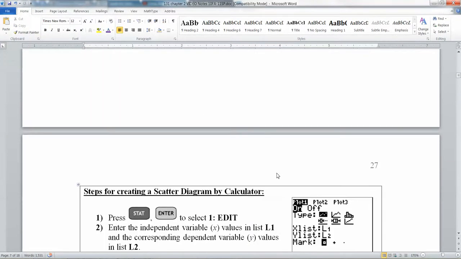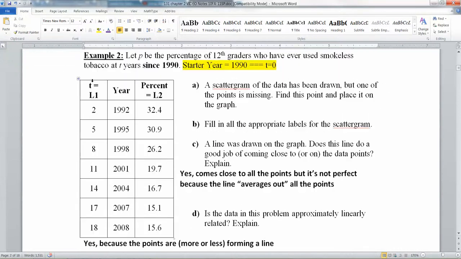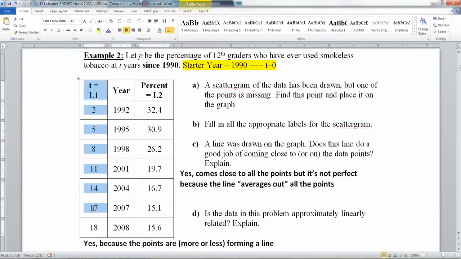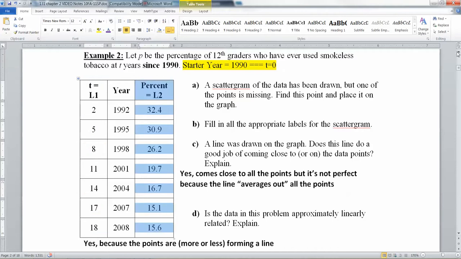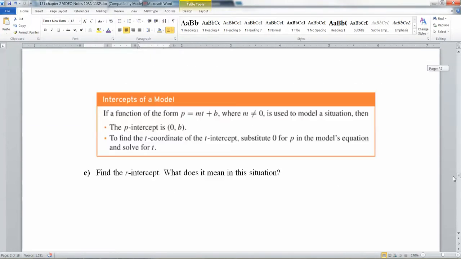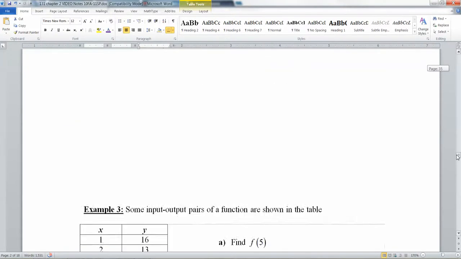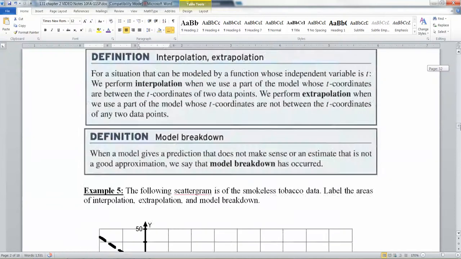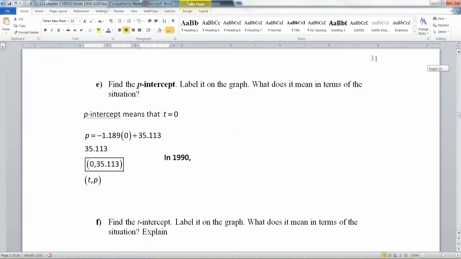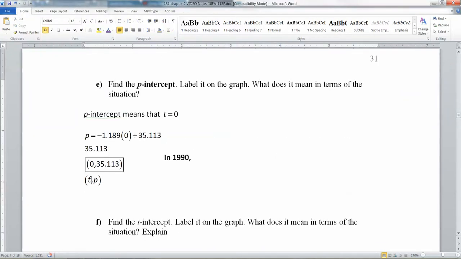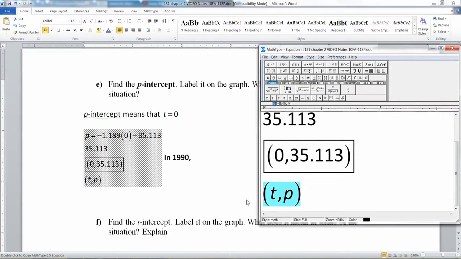It's way back here at the start. Okay, this is your x and this is your y. Okay, your t and your p. So when I write the point 0 comma 35, then I'm telling you that the t value is 0, which means I must be talking about year 0, which would be 1990, right? And it pays to somewhere write this, t comma p.